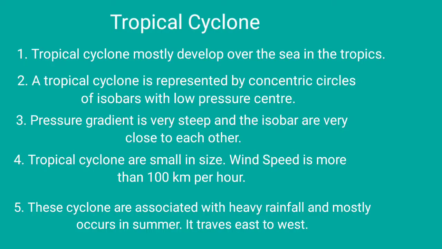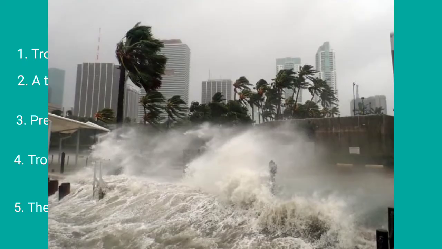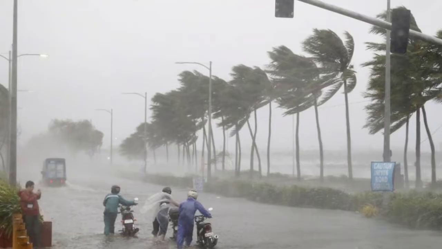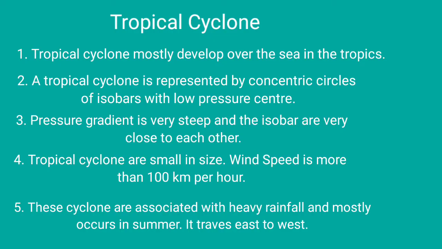Fourthly, tropical cyclones are small in size. Wind speed is more than 100 km per hour. It can extend up to 500 km per hour in some cases. These cyclones are associated with heavy rainfall and mostly occur in summer. It travels from east to west direction.